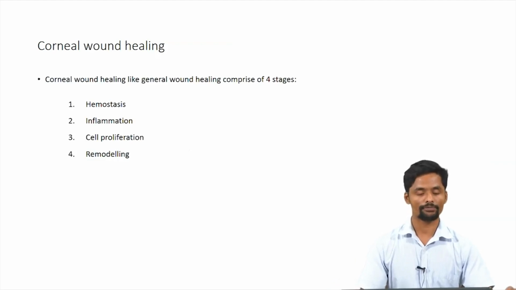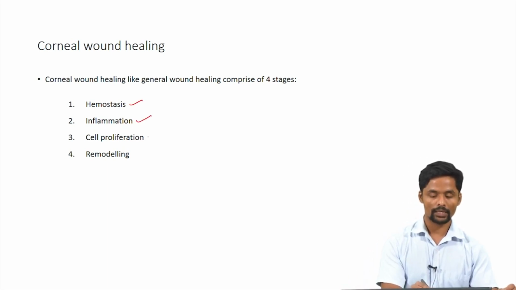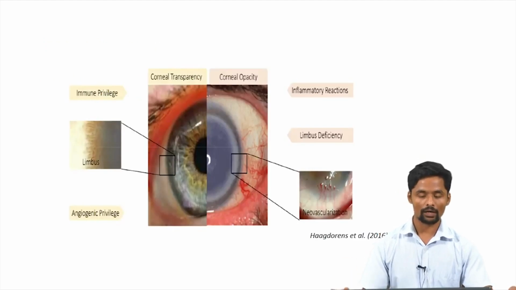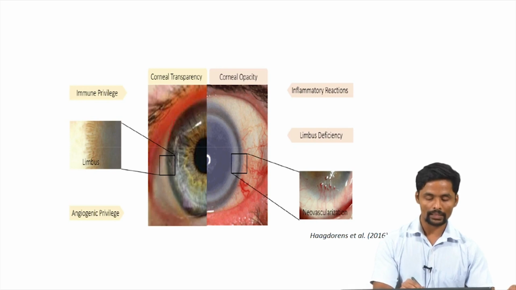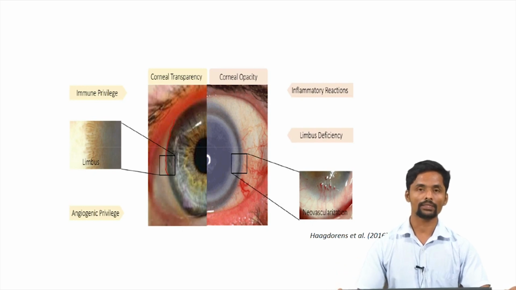tissue. One more major aspect of cornea is corneal wound healing. Like any other wound healing process that happens in our body, even corneal wound healing involves 4 stages: hemostasis, inflammation, cell proliferation and remodeling. But the problem with corneal wound healing is cornea contains the limbus region, and this limbus region is immune privileged and angiogenic privileged. That means it naturally lacks neovascularization and immune cells in the limbus region, and that is required for the transparency of the corneal tissue.